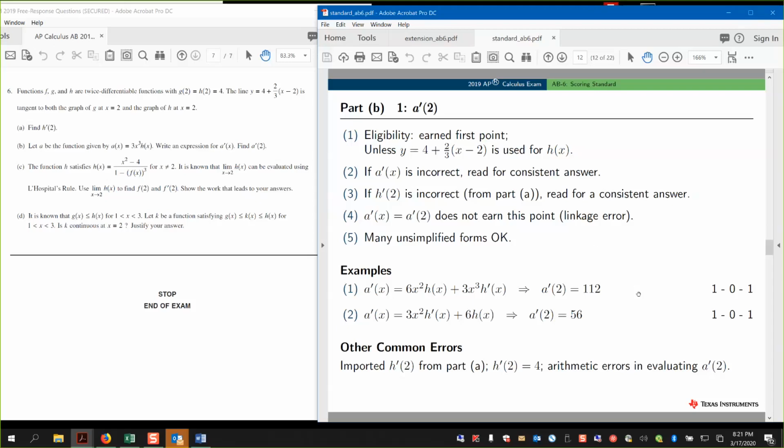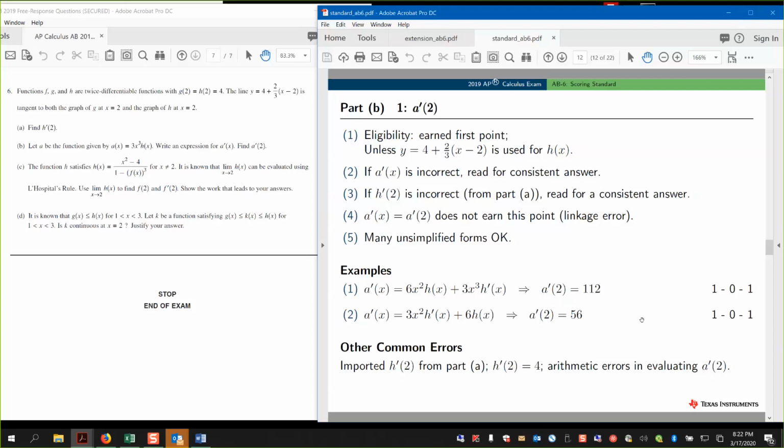So down towards the bottom here, again, here are a couple of student responses. Let's see if we can put this all together and how they were scored. In example 1, the student has the correct product rule form, got it, but they've made an error. Let's see if I can find it. I think the 6x squared is incorrect. So they're eligible for the third point, and I believe they found a prime of 2 correctly. So this is scored as a 101.